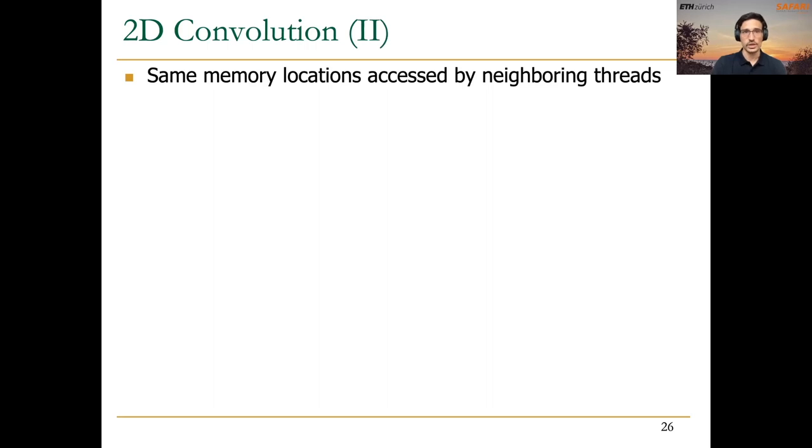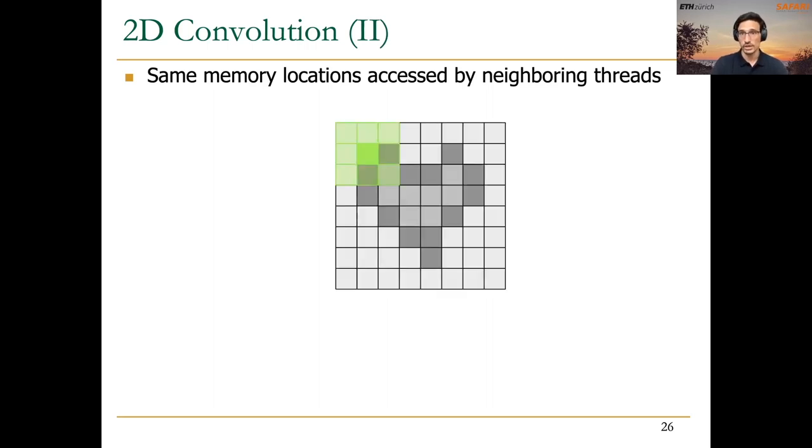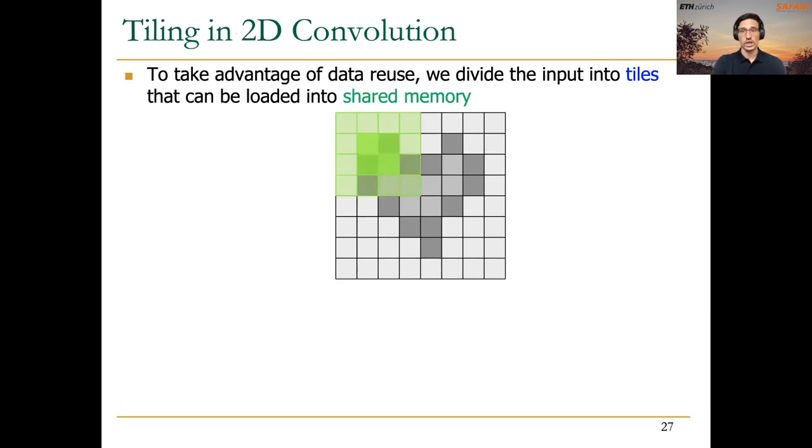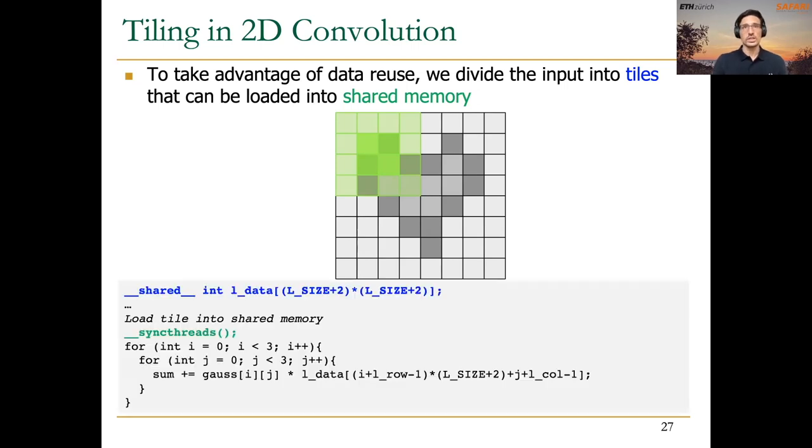In this 2D convolution, the same memory locations are accessed by neighboring threads, as we know. And we have actually seen this example code in a previous lecture. Remember, for every single element of the output image, we need to access all these elements of the input image, but it turns out that for this neighboring element of the output image, we also have to access these six elements of the input image. So there is a possibility of reusing a lot of data here. And in order to take advantage of that, we also use tiling. But in this case the tiling is in two-dimensional tiles. What we do is load the tiles into the shared memory and then perform the actual computation, applying the Gaussian filtering in this specific example.